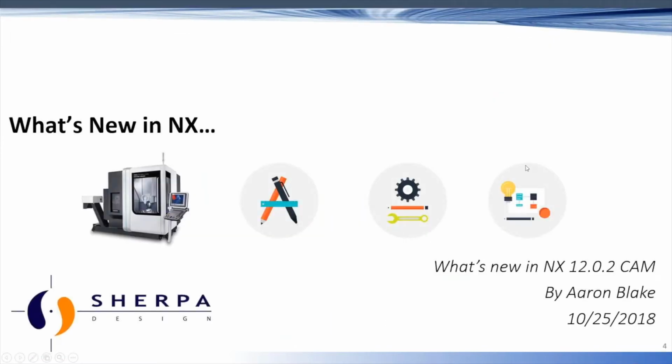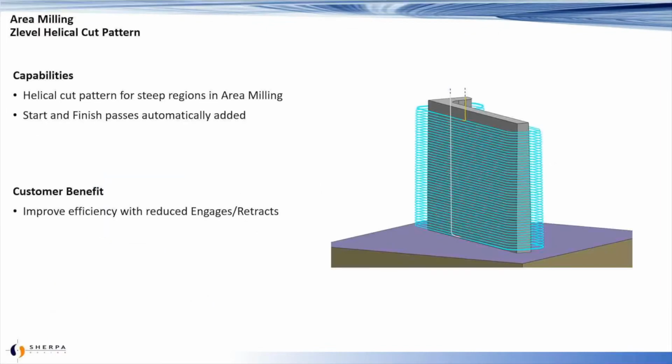And so now we're just going to jump into what's new with NX 1202. There's a lot of CAM stuff in there, so I'm just going to cover some of the highlights, some of the things that a lot of customers have brought up or asked about. They've done a lot of stuff with surfacing and minimizing engages and minimizing unneeded moves. And so the first one is area milling.